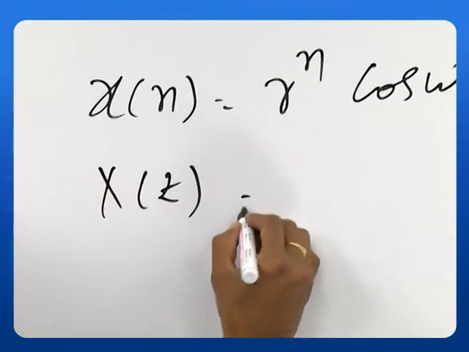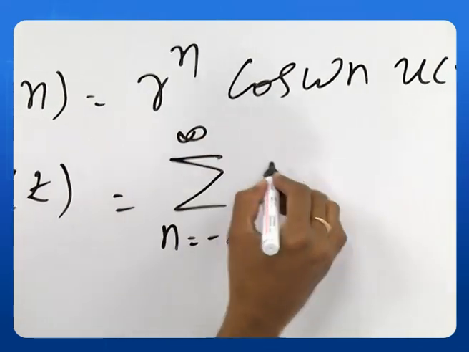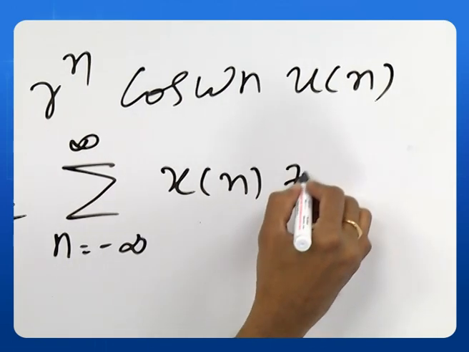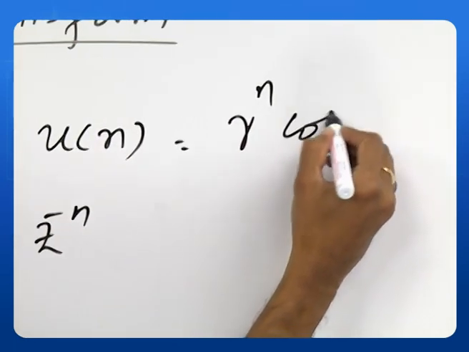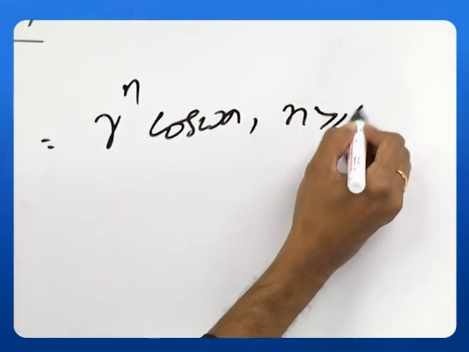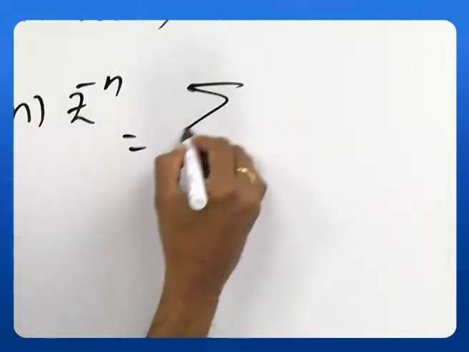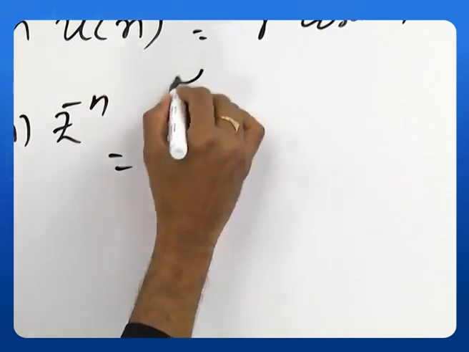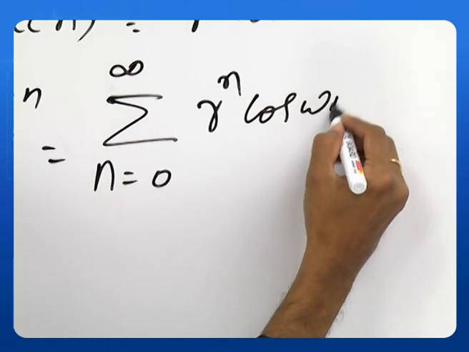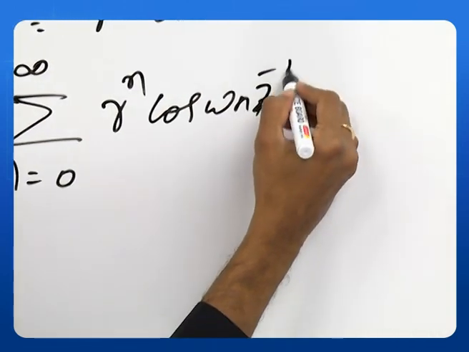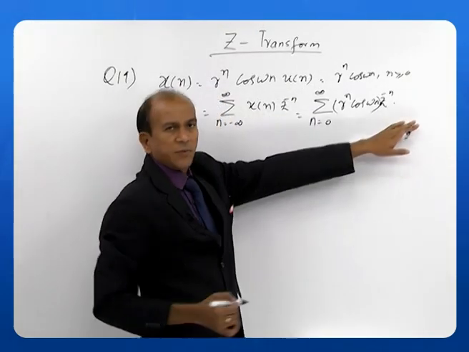X(z) is equal to the summation from n equals minus infinity to plus infinity of x(n) z to the power of minus n. But x(n) is equal to r to the power of n cos(omega n) when n is greater than or equal to 0. So, the summation changes now. What is the change? The summation changes to n equals 0 to infinity of r to the power of n cos(omega n) z to the power of minus n. Let us put a bracket here. So, this we have to solve now.